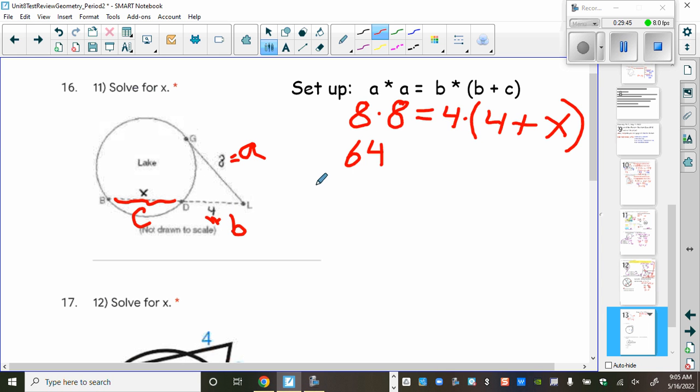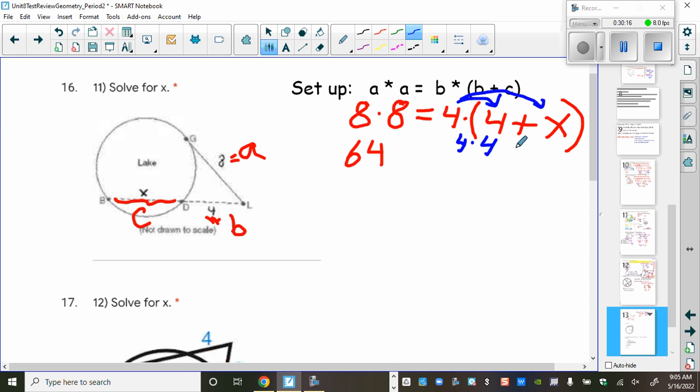Now here is where we need to be careful. We need to distribute. Do not add 4 plus X. Too many of you were doing that in the past. 4 plus X you cannot do. 4 plus X is not 4X. You need to do your distribution. 4 times 4, what do you get? What's 4 times 4, ladies and gentlemen? 16.